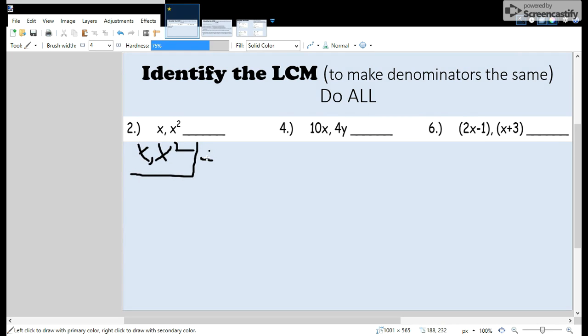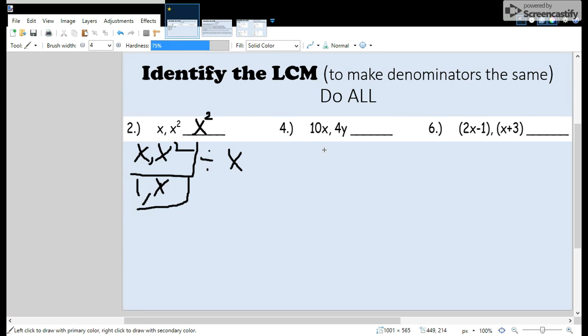So these both divide by x. x divided by x is 1, and x squared divided by x is x. To find our LCM, we're going to multiply what we divided out times our last row. So 1 times x is x squared, and that is our least common multiple.